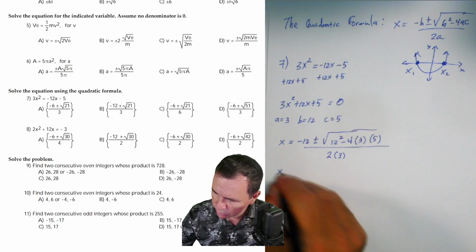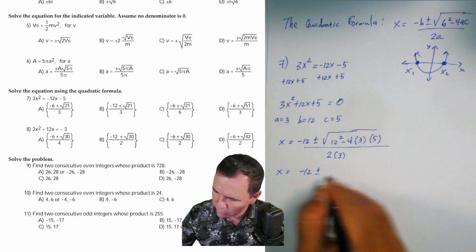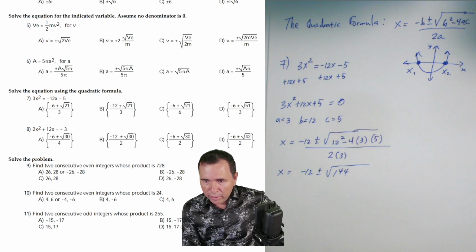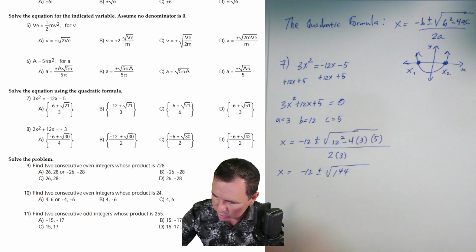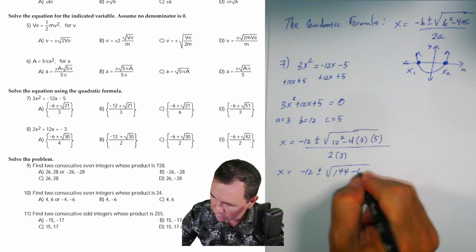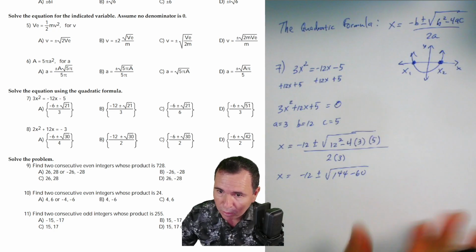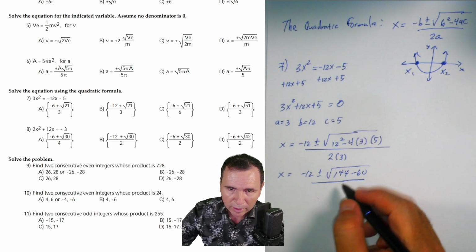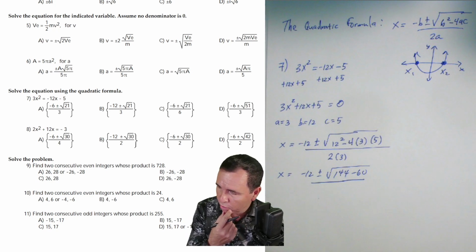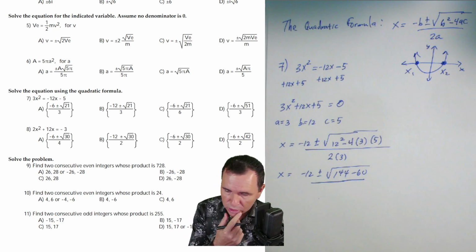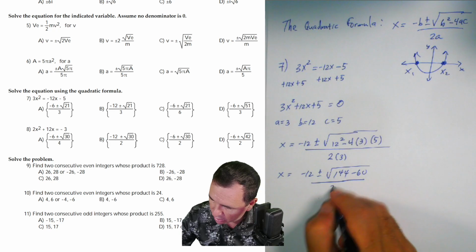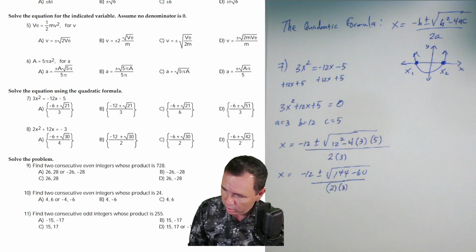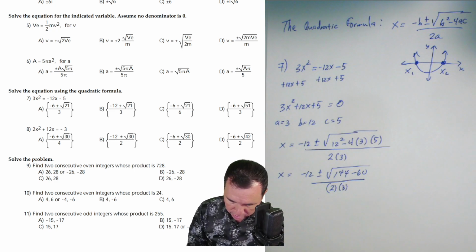So then x is equal to negative 12 plus or minus the square root of 144. Then you take your handy dandy calculator. Well, 4 times 3 times 5 is 60, right? Minus 60. All right, and then we're going to be all over 6. But I'm going to go ahead and leave it over 2a, just because you will see that the 2 is going to cancel with numbers on top in a minute. Okay, 144 minus 60. What is that?